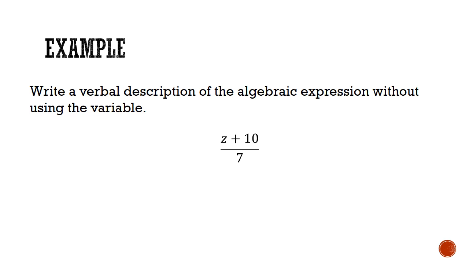So let's try this example. You need to write a verbal description, that means use words, for the algebraic expression without using the variable. In other words, you can't say z plus 10 divided by 7. Give this a try, pause the recording, and resume the recording to check your answer.